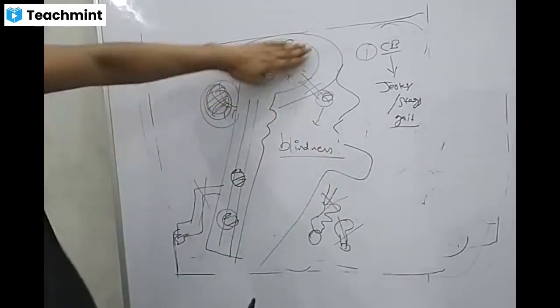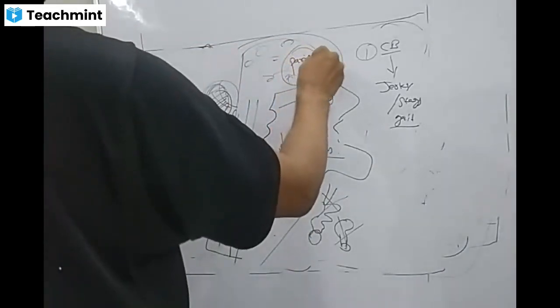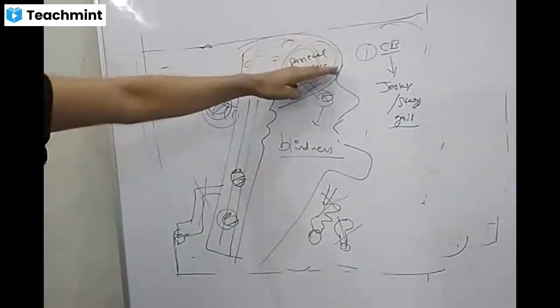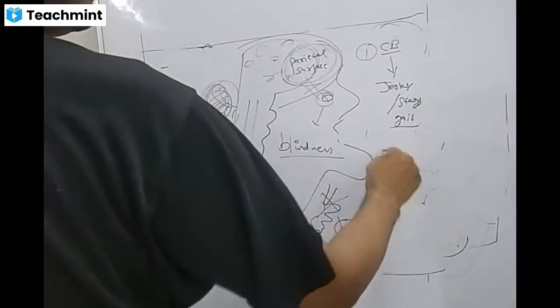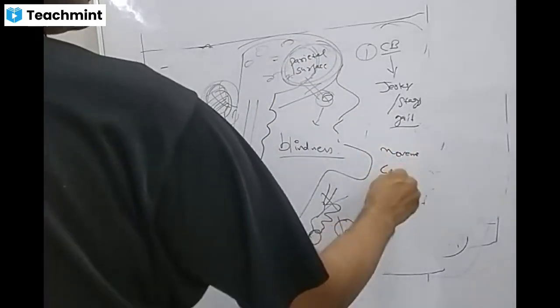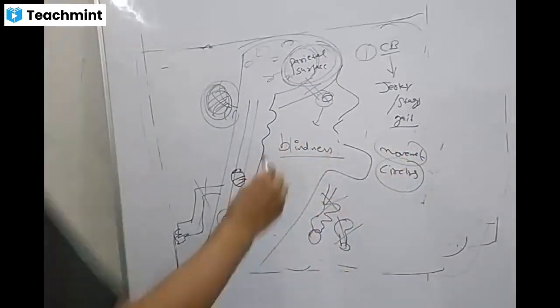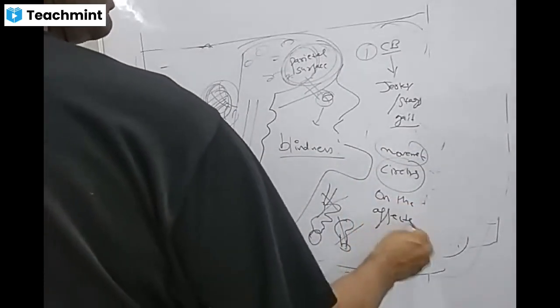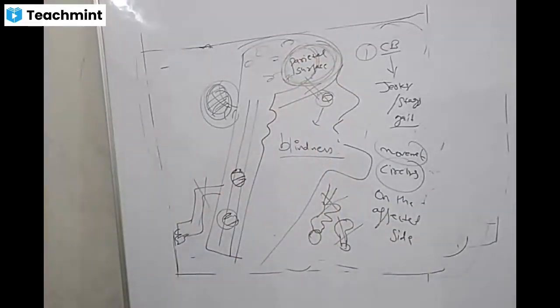Suppose the cyst is present on this surface, which is known as the parietal surface. This is your parietal surface. If the cyst is present here, that may lead to circling movement. Circling movement occurs on the affected side. So these are the areas where the cyst is present, and according to that your neurological signs appear.